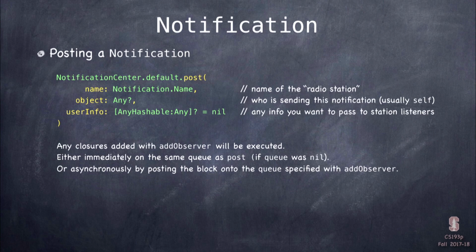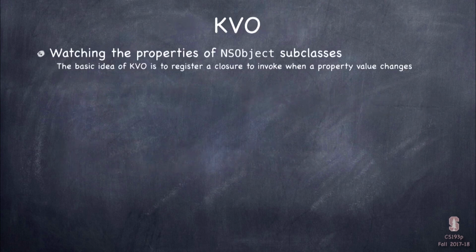Now, as soon as you call this method, it will immediately call all the closures that have add observer to your radio station, with the following caveat. It's only going to immediately call them if they specified queue nil, because then it's going to execute their closures on the same queue as this. Okay, so it executes right away. If they specified a different queue, like the main queue, then this is going to post their closures to execute. And it'll execute as soon as that queue gets around to their closure. Okay? So that's notifications.